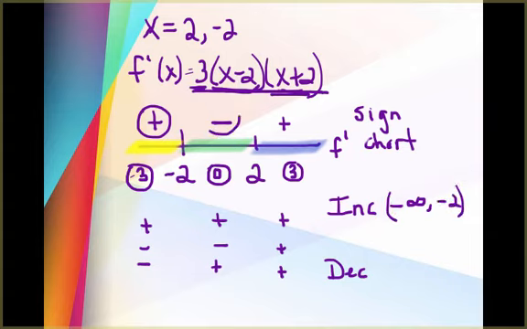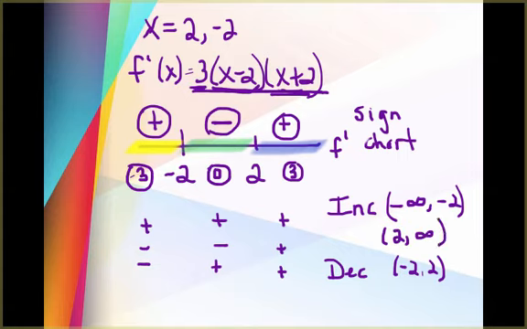Then the next thing our sign chart does is it changes to negative. So that's the points where we were decreasing. So everything from negative 2 to positive 2 was decreasing. And then the last part of our sign chart tells us that we were increasing again. So we can add that to our intervals. So everything from 2 to infinity would be increasing.